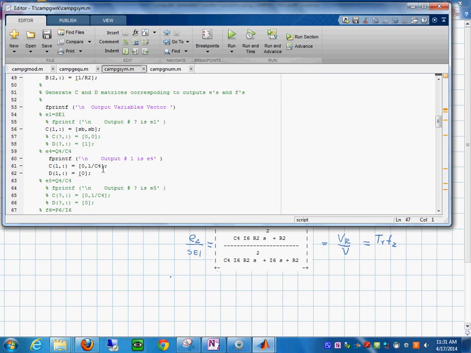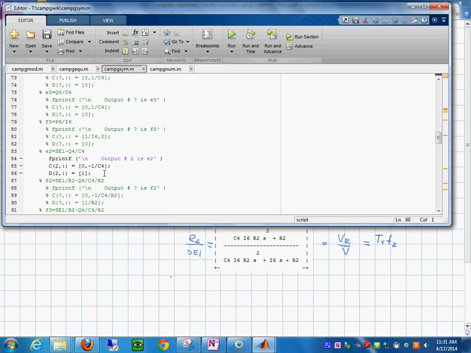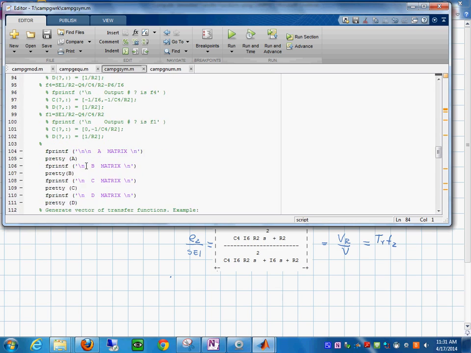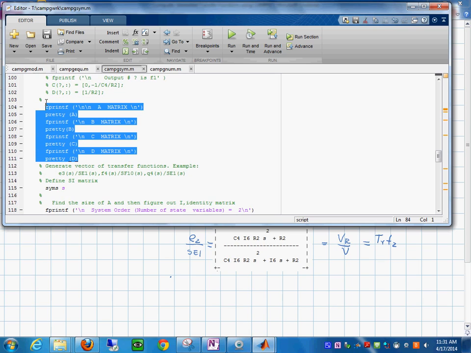When you define E sub 4 as one of the outputs, CamG generates the first row of the C and the D matrix. And when you define the second one right here, it generates the second row of the C and the D matrix. Then after that, it just displays the matrices right here. That's what this is doing.